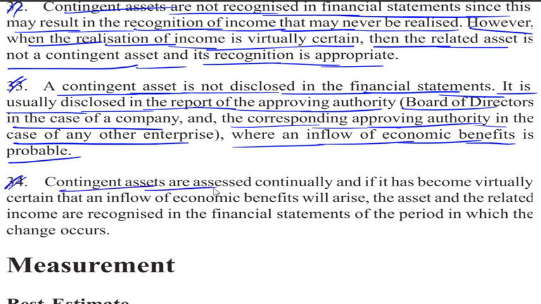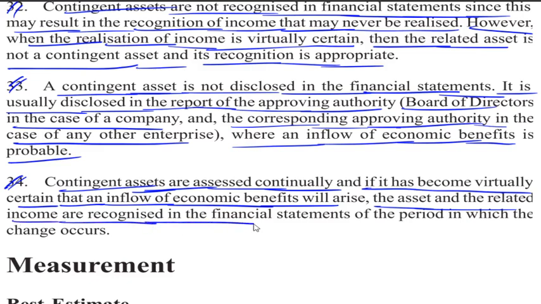Contingent liabilities are assessed continually. Contingent assets are assessed continually, and if it has become virtually certain that an inflow of economic benefits will arise, the asset and the related income are recognized in the financial statements of the period in which the change occurs.